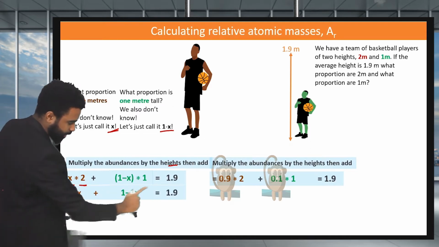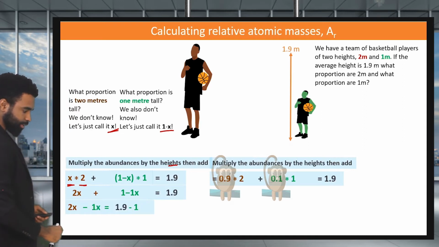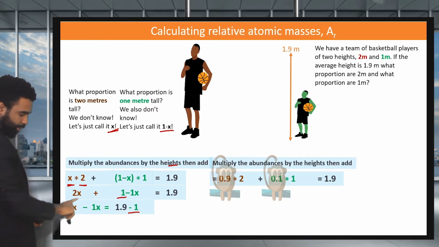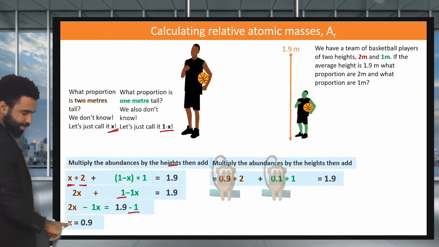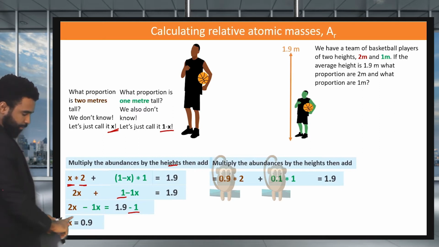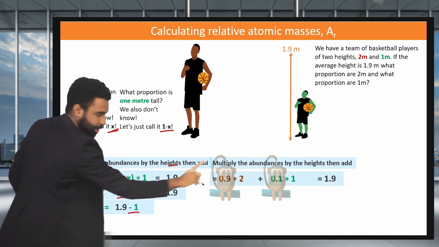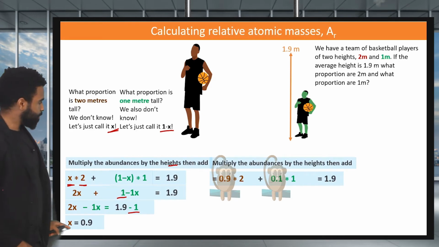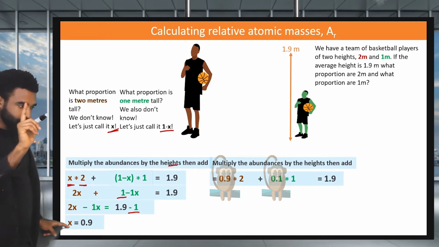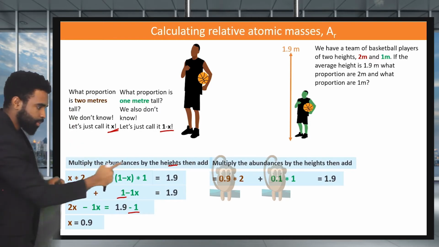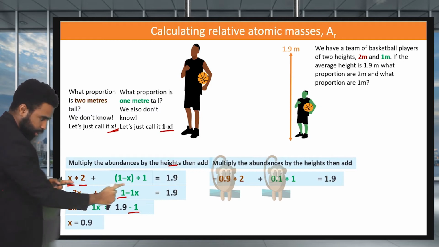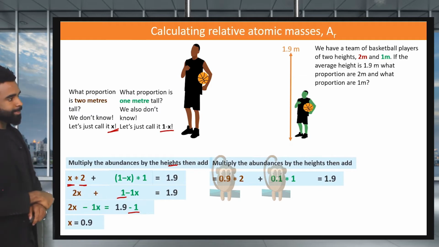Well, we can subtract 1 from both sides, right? And so we move that 1 over to this side, subtracting 1 from both sides. Here we're left with 2x minus 1x, which gives us x. And here we're left with 1.9 minus 1, which gives us 0.9. And now we found this x value of 0.9, which we were pretending not to know. Do you see the beauty of it? So just simply knowing that there are 2 types, and we know the final weighted average, we can calculate what the proportion of each type is.